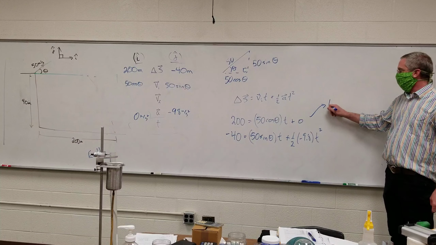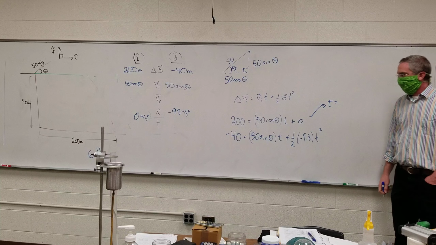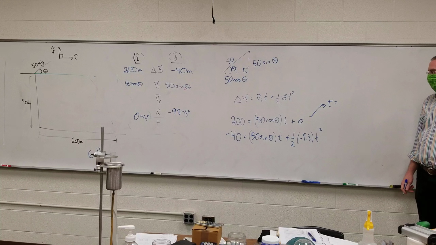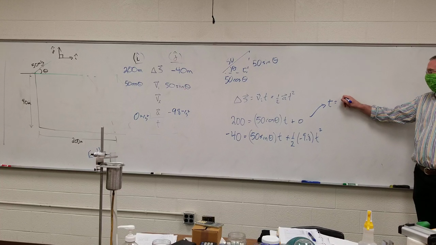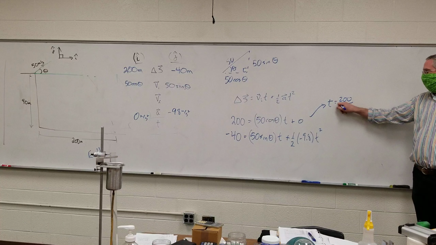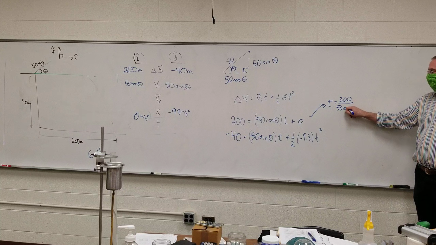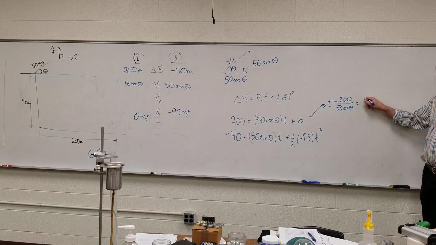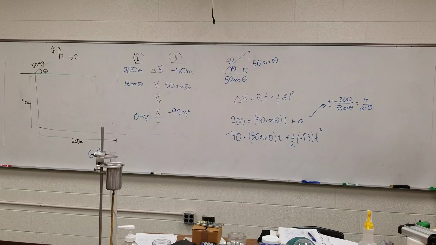So from the first equation, what does time equal? 200 divided by 50 times the cosine of theta. Yep. And then that should be the same for the other one, right? Yes, and so we're going to take this value, this time right here, plug it into the second one, and now we have one equation, one unknown.